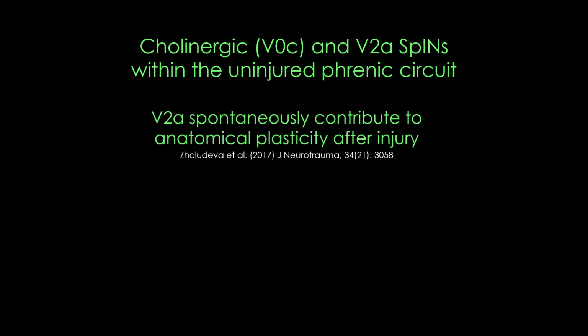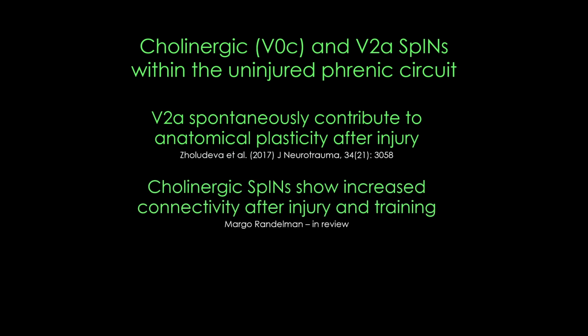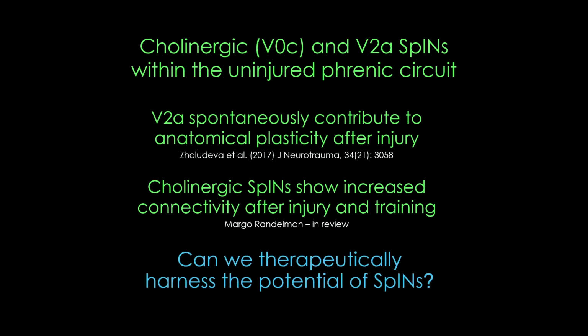So with the focus of these V0C cholinergic cells and the V2A interneurons, we know they exist within the uninjured phrenic motor network. We know that the V2A interneurons spontaneously connect and contribute to anatomical and functional plasticity after injury. We know more recently that cholinergic spinal interneurons also contribute to changes in connectivity normally, and that can be even enhanced with interventions like the activity-based therapies. So the question is, how can we go about enhancing these interneurons, targeting them therapeutically?